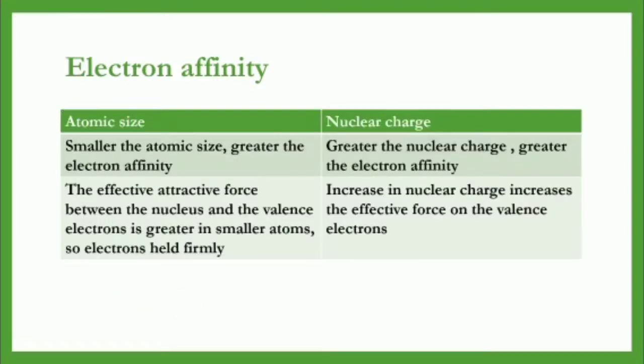Next one, electron affinity. How the electron affinity varies due to atomic size and the nuclear charge. Smaller the atomic size, greater the electron affinity, which means if the size is less, then more energy is released. Greater the nuclear charge, greater the electron affinity.